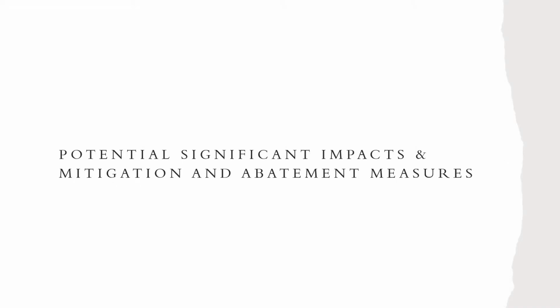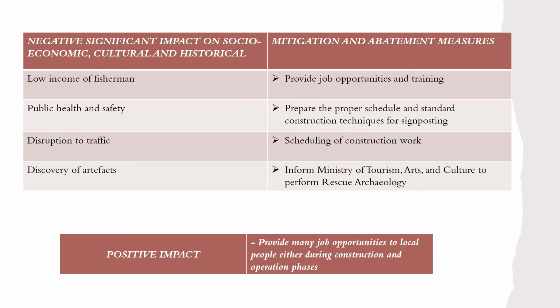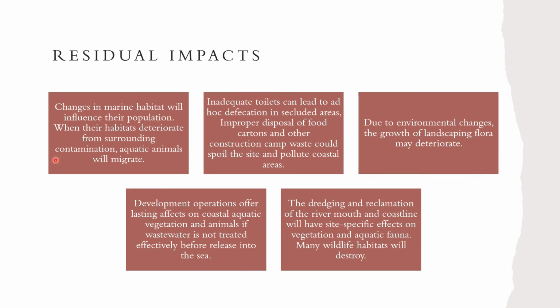Here are the potential significant impacts and mitigation and abatement measures. This table shows the negative significant impacts on the natural environment, and here are the mitigation and abatement measures. There are also negative significant impacts on social, economic, cultural, and historical aspects, and here are their mitigation and abatement measures. The positive impact of this proposed project is that it provides many job opportunities to local people during both construction and operation phases. Here are the residual impacts of the proposed project.